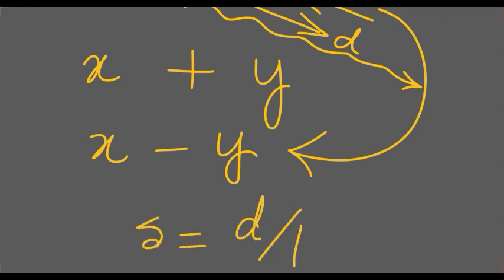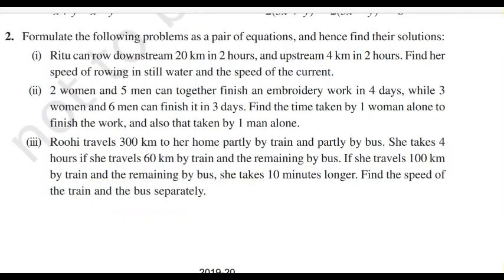So using that formula and this upstream and downstream concept, you are going to solve these equations and formulate it first, then substitute it into the linear equations, and then solve it, right? Next, you have the work and time problem. How many men and how many women are working?